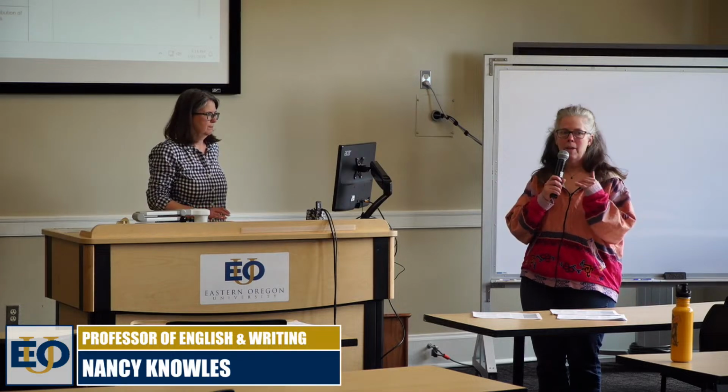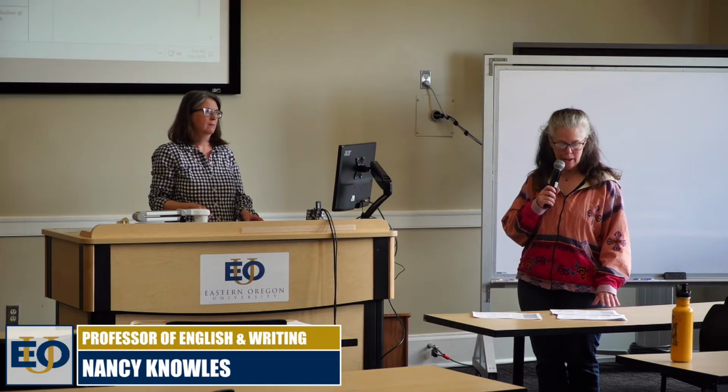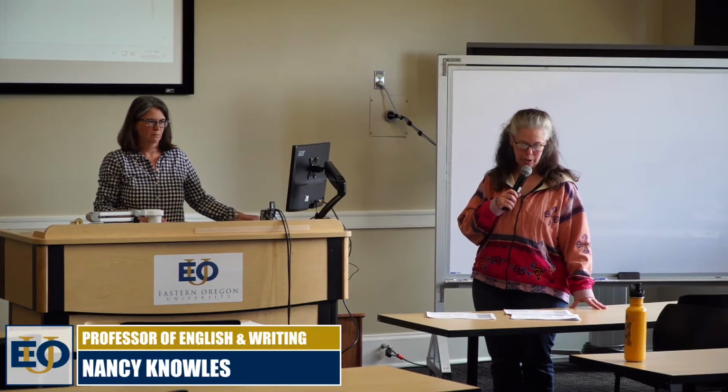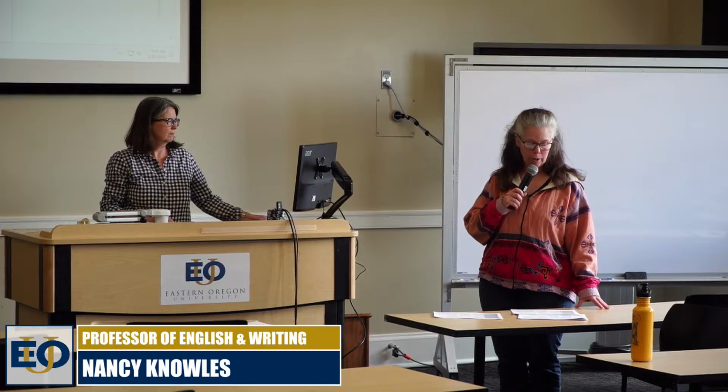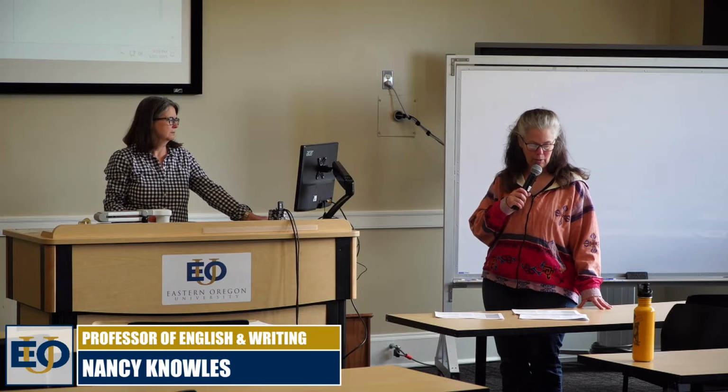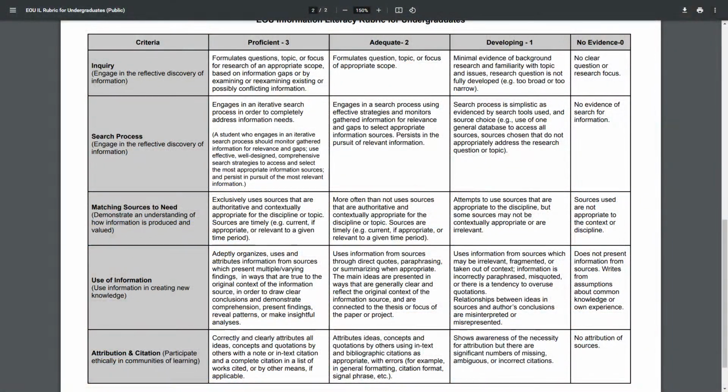So maybe to frame that exploration, we could take a look at the criteria in the EOU information literacy rubric for undergraduates. Inquiry being the first: engage in the reflective discovery of information. Search process: engage in the reflective discovery of information. Matching sources to need: demonstrate an understanding of how information is produced and valued. Use of information: use information in creating new knowledge. Attribution and citation: participate ethically in communities of learning.